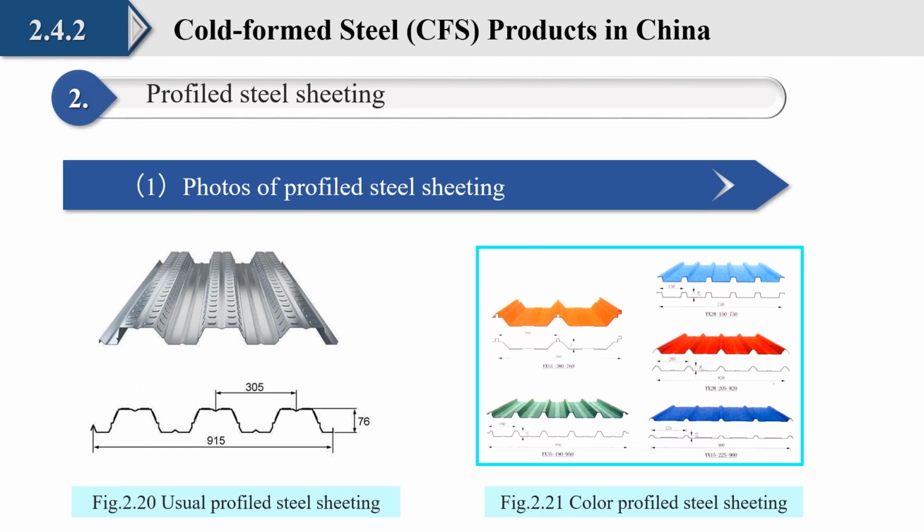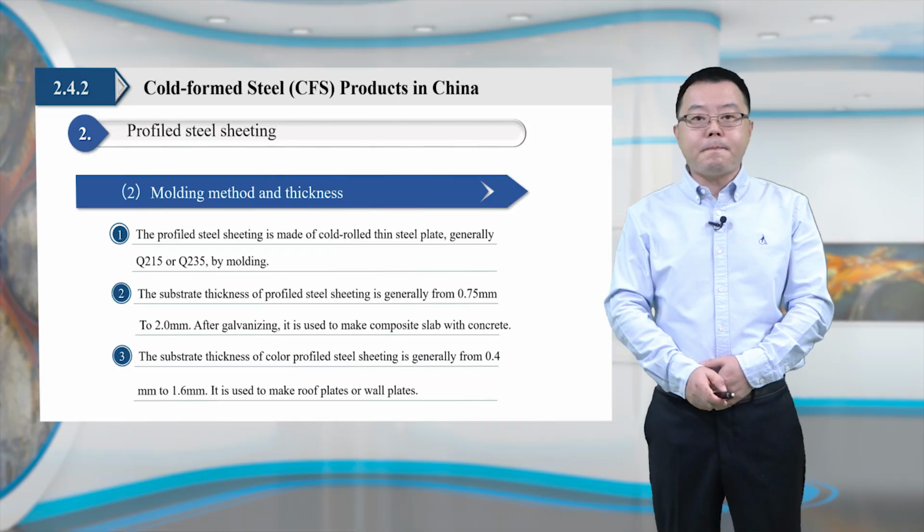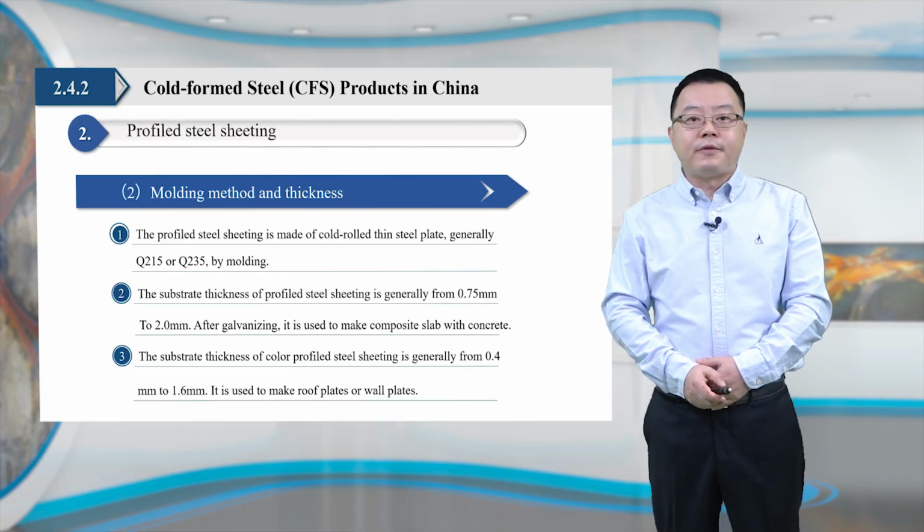The profiled steel sheeting used in construction is divided into color profiled steel sheeting and Euro profiled steel sheeting. The Euro profiled steel sheeting and the color profiled steel sheeting are made of cold-rolled thin steel plate, generally Q215 and Q235, by molding.